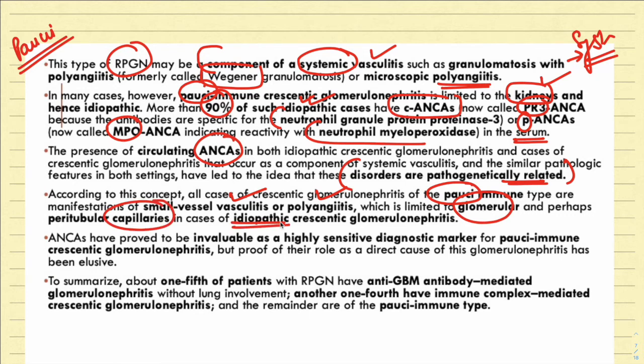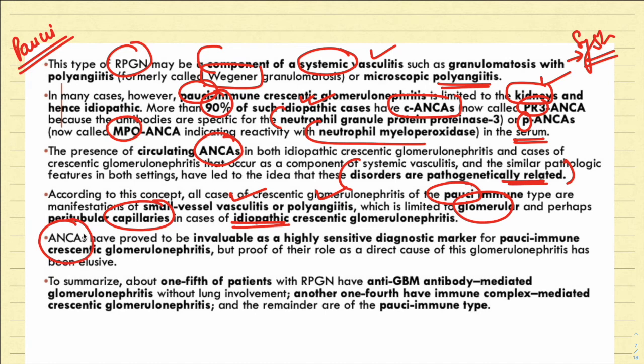So what they are trying to say is that the systemic variety is associated with systemic vasculitis, but in the variety which is limited to the kidneys, that is the idiopathic variety, there is also vasculitis, but it is limited to the glomerulus. So in any variety they are associated with vasculitis only. The very important, highly sensitive diagnostic marker of the pauci-immune variety is your ANCAs.